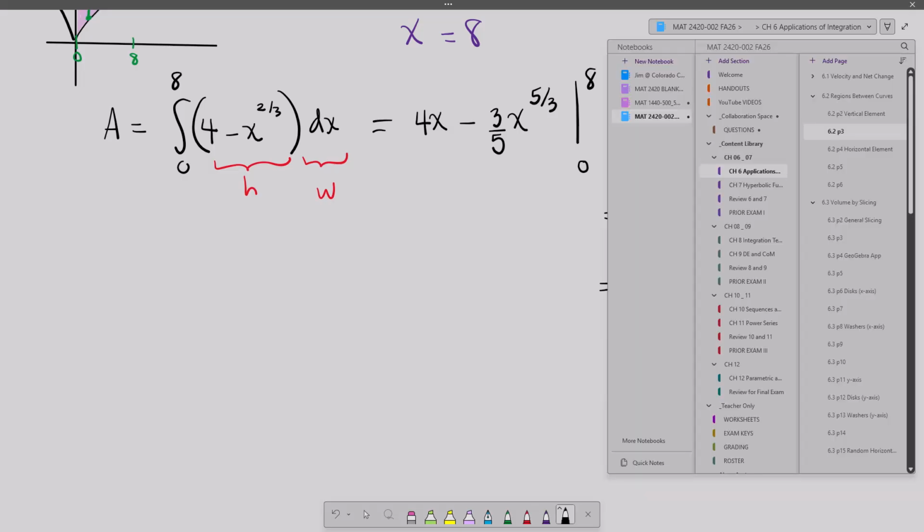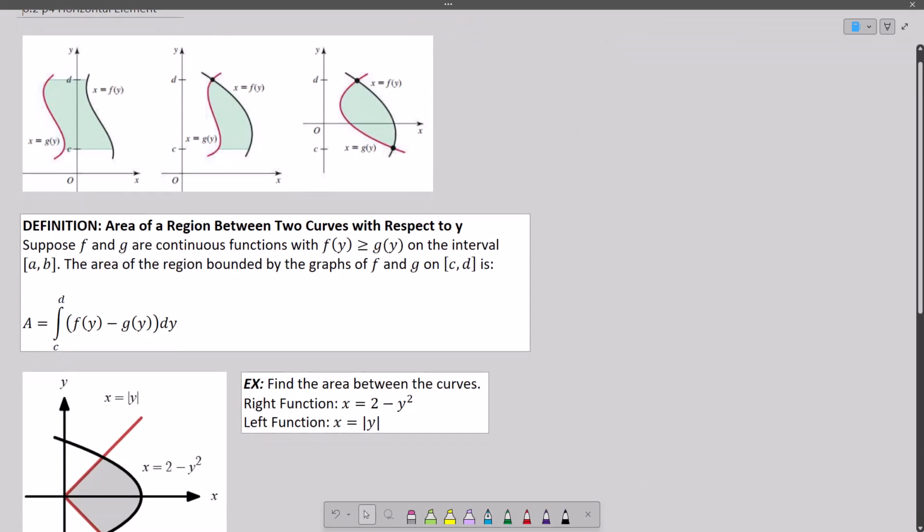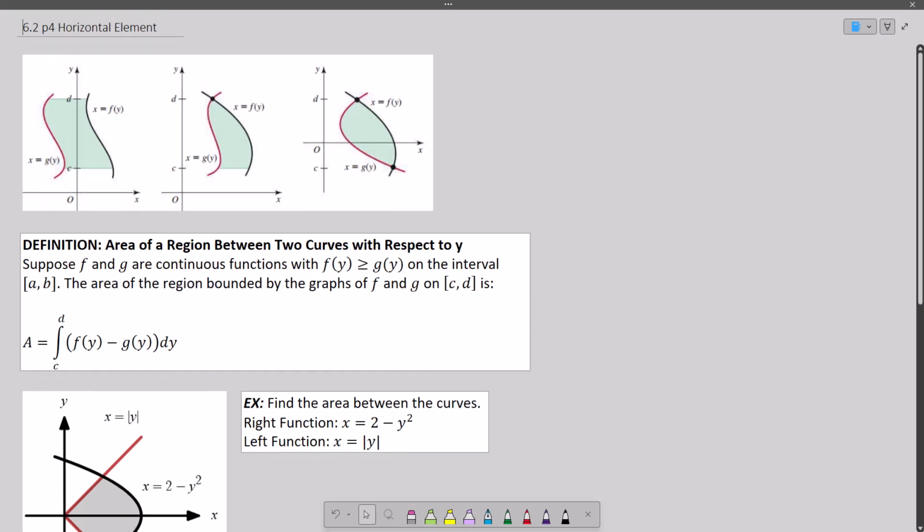Now that we have that mastered, let's go to horizontal integration. Horizontal integration, aka a horizontal integration element, a horizontal rectangle, a sleeping rectangle. The rectangle's height is now sideways, so it's horizontal.